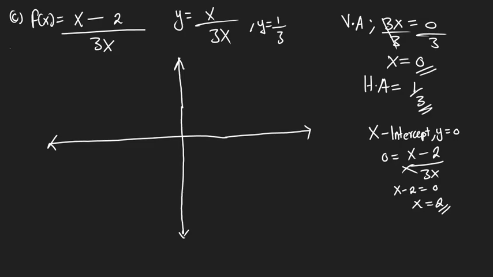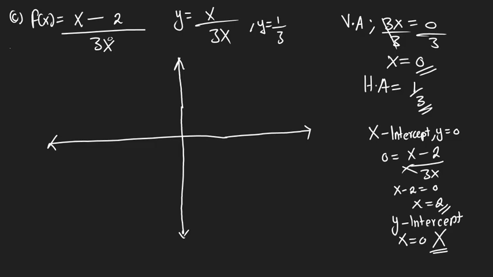That's the x-intercept. How about the y-intercept? The y-intercept won't exist. Why? Because the y-intercept is found when x is equal to 0. And if you put 0 here, it will be undefined. So the y-intercept doesn't exist. We only have the x-intercept.